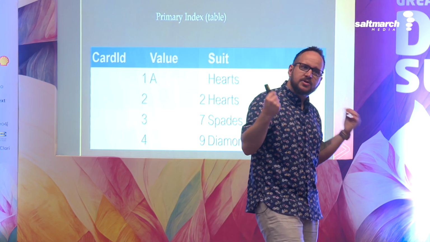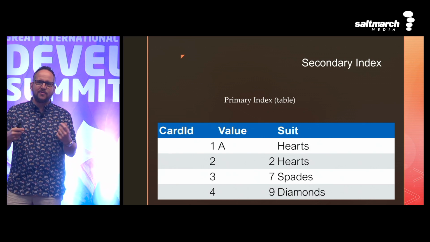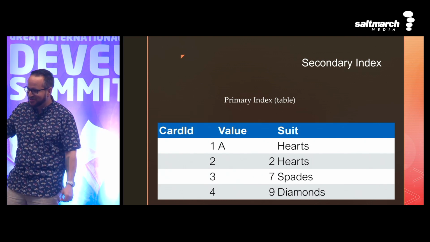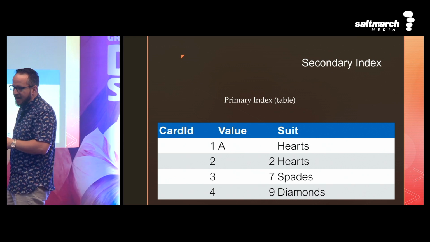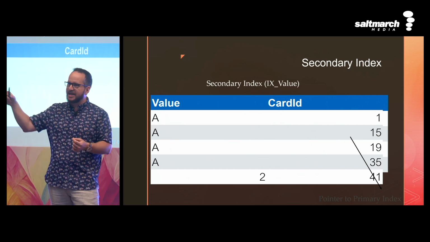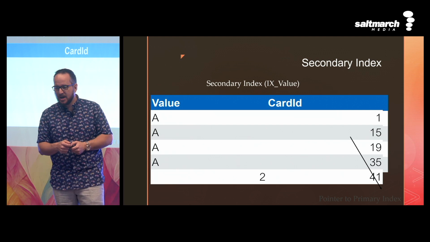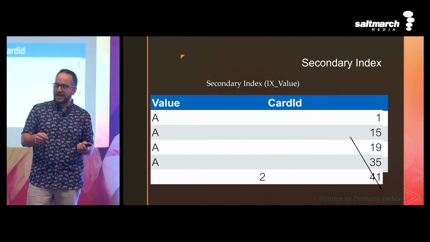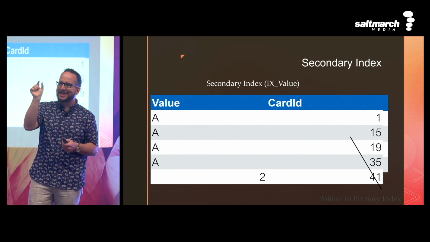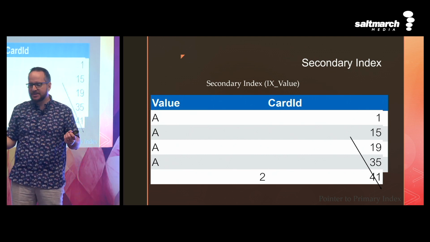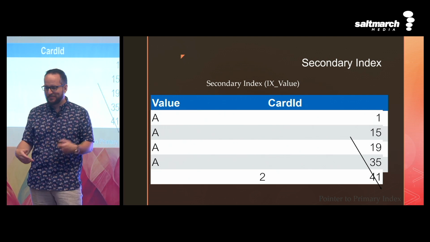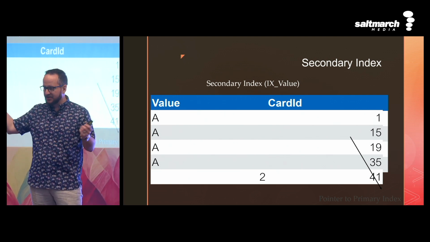So our clustered index is keyed on this card ID, but if I want to go into my deck of cards, and if we had the full 90 minutes that I usually give with this talk, there'd be a lot of fun things with cards, but we'll do that on the breaks. I would need a secondary index. And that secondary index might look like this. If I want to be able to take a deck of cards and find all of the aces, I'm going to key that secondary index on the value of that card, and included in there is going to be that key to look up the row in the clustered index. So it's telling me that the first ace is at position 1, the second ace is at position 15, the third ace is at position 19, the fourth ace is at position 35. And that's a pointer back to the clustered index.